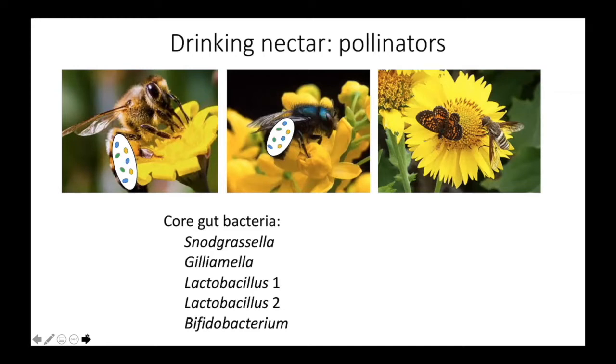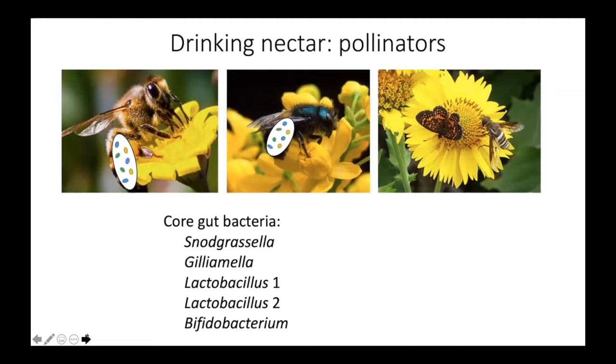It turns out that Lactobacillus and Bifidobacterium are also beneficial members of the human gut. So if you look at the ingredients in your yogurt or your probiotic, you will very likely see these genera on those labels. I just think it's really cool that there is a suite of bacteria that is generally beneficial wherever it lives in the gut, from the insect gut all the way up to the human gut.